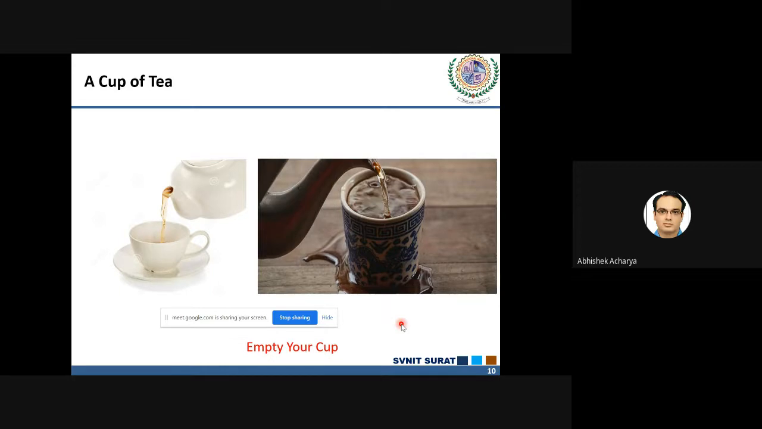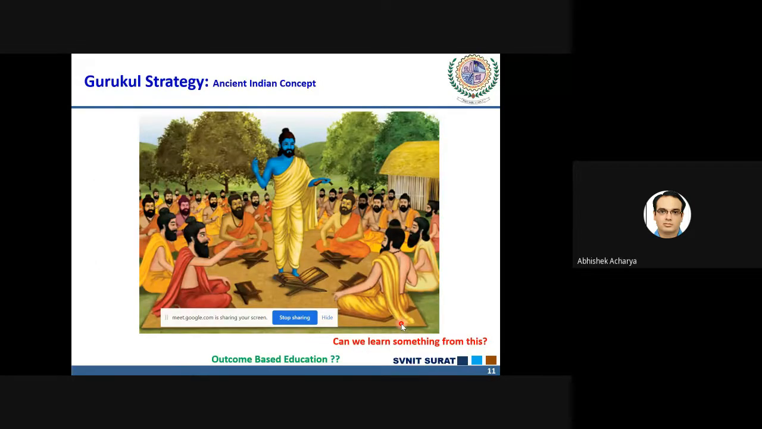So now let us come to the Gurukula strategy, which is an ancient Indian concept. This particular picture shown in front of you is nothing but Dronacharya standing over here, and all the other students are his disciples. They were the Pandavas and the Kauravas.